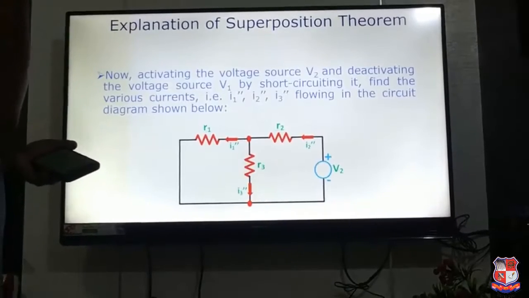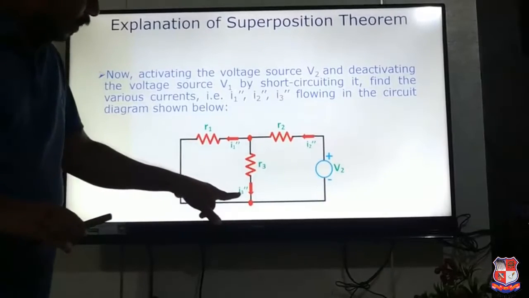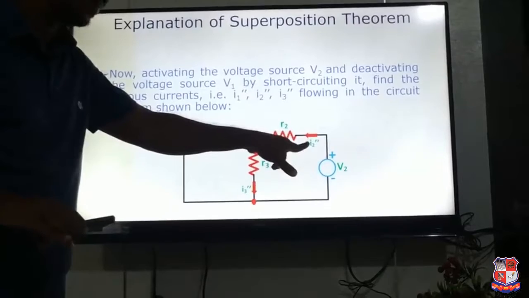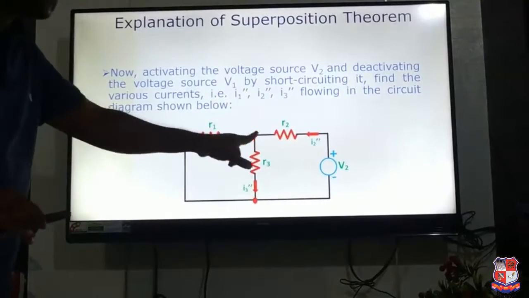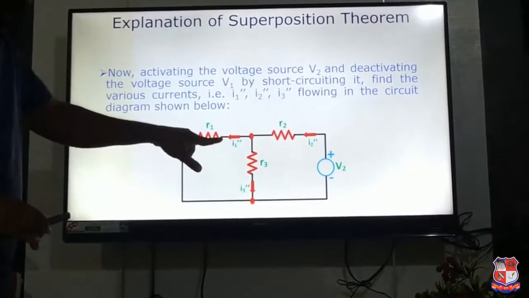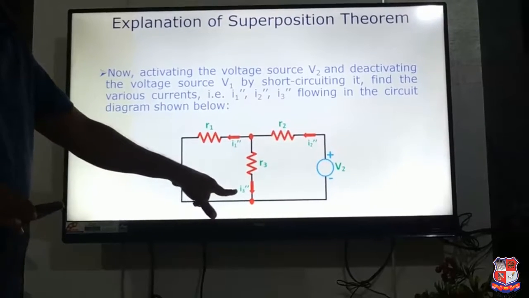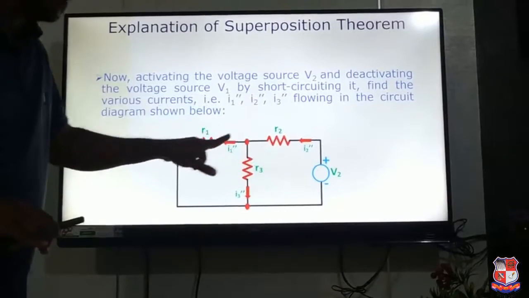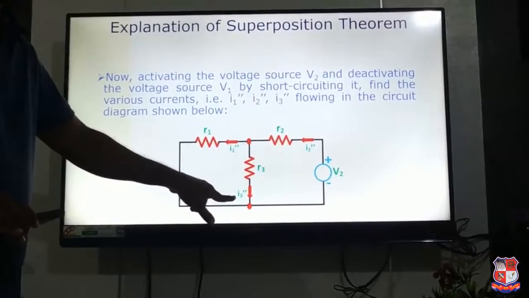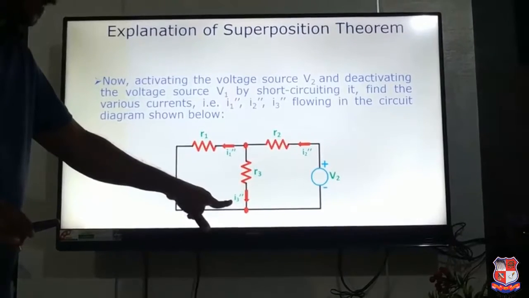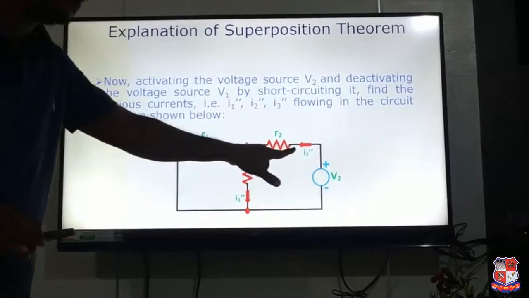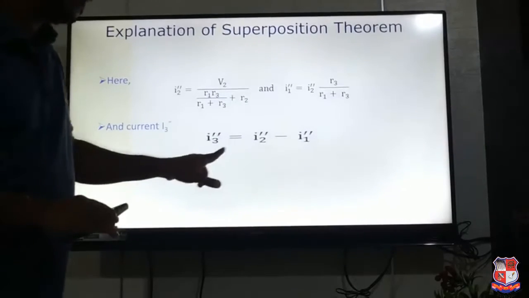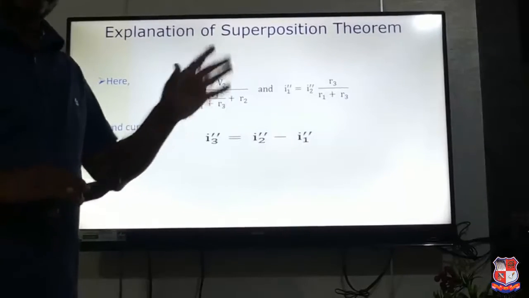Now we want to calculate I3 double dash. I2 double dash is the total current, and this I2 double dash is divided into two parts: some current is I1 double dash and some current is I3 double dash. So we can write that I2 double dash is equal to I1 double dash plus I3 double dash. So I3 double dash is equal to I2 double dash minus I1 double dash.